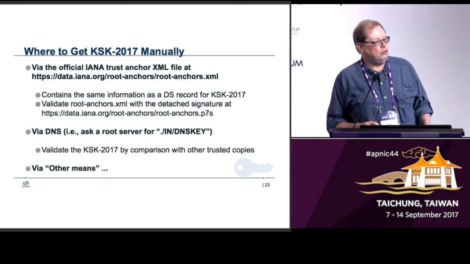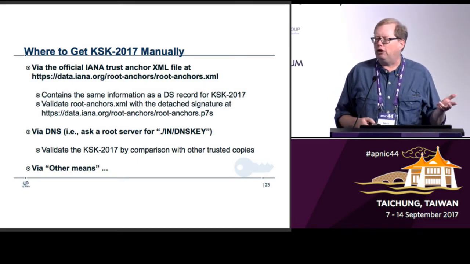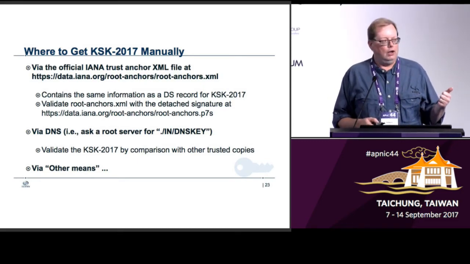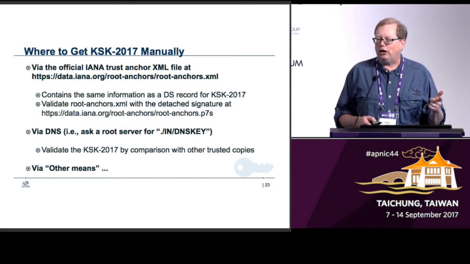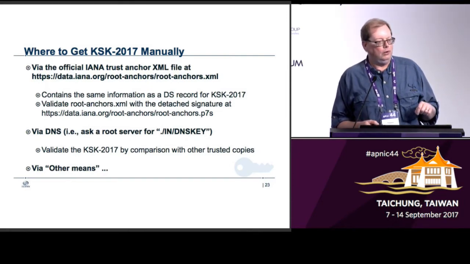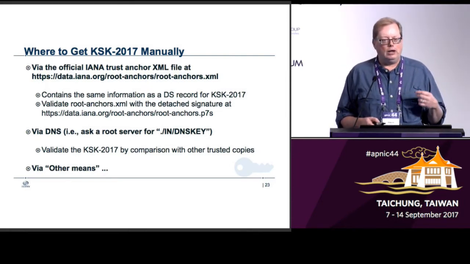Some more background information for this. The trust anchors are available in 2 ways from ICANN directly. One is through a URL, which is on top there. We also have the new trust anchors actually in the DNS already. The new key is actually appearing right now in the root zone. You can use these as sources for that information.